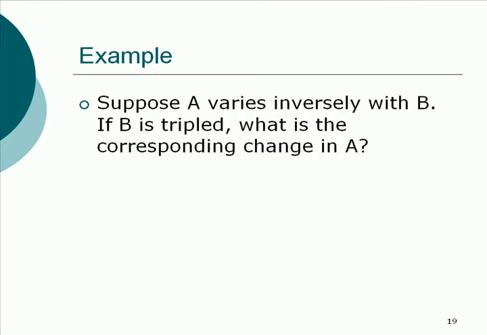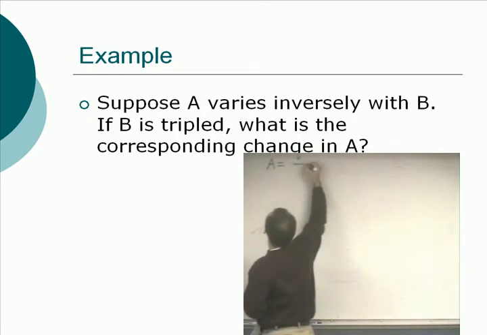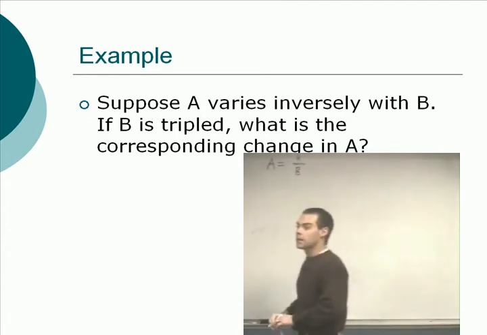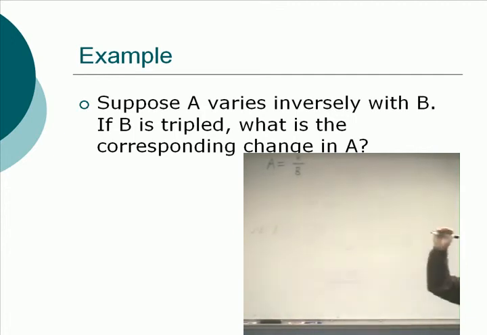What we want to do here is figure out how these two change, even though we're not given values of A and B. Suppose A varies inversely with B. So A equals K over B. If B is tripled, what's the corresponding change in A? Now, you might be able to answer that without doing any math. If these are inversely related, one goes up, the other goes down. If we triple B, what's going to happen to A? It's going to be 1/3 of A, right? A is going to be 1/3 of its original value.